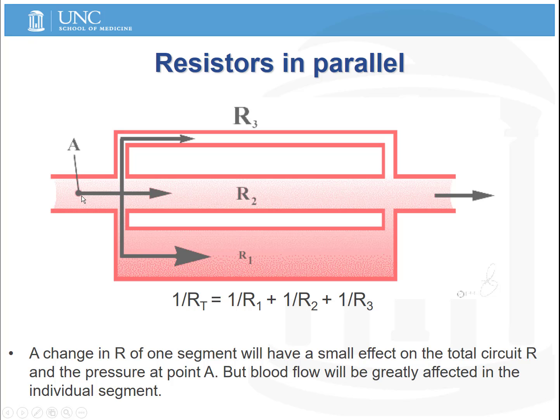Another interesting thing about this arrangement is that increasing the resistance of a resistor in parallel can then cause shunting of blood to other areas. So, for example, R3 has the smallest radius in this example and therefore the highest resistance. So the lowest amount of blood will flow here, while the greatest amount of blood will flow to the area with the least resistance down here in the bottom segment R1.